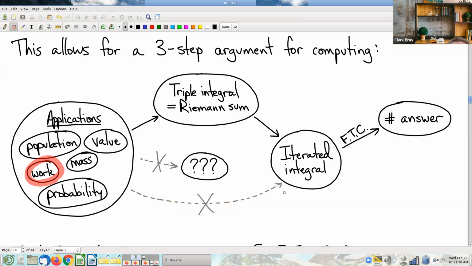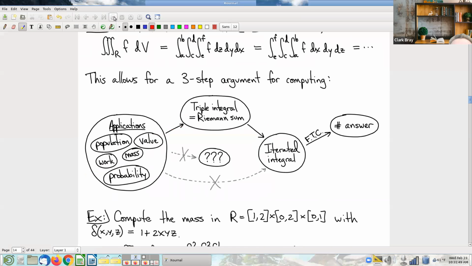So make sure not to make that mistake either. You have to make the connection with the triple integral and then turn that into an iterated integral. Okay, let's get our hands dirty and do one.